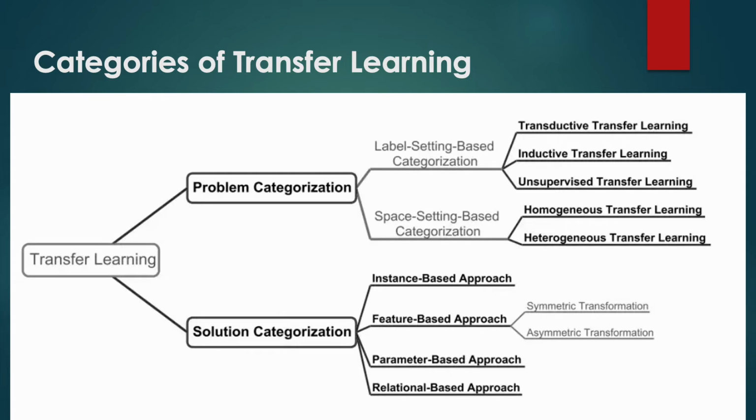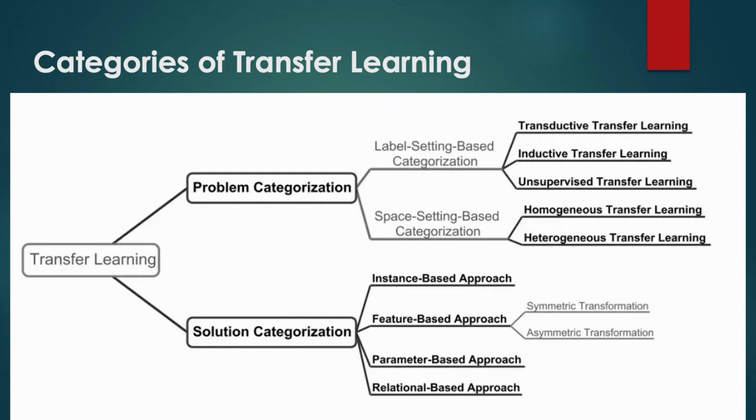And for the solution categorization, that is majorly of four types. The first is instance based approach. It deals with instance weighting strategy, and it basically reweights the samples in the source domain to correct the differences in the marginal distribution. So these reweighted instances, they are used in target domain training.